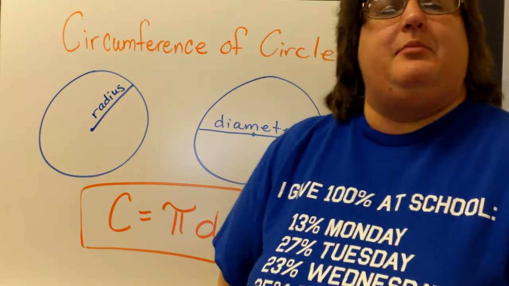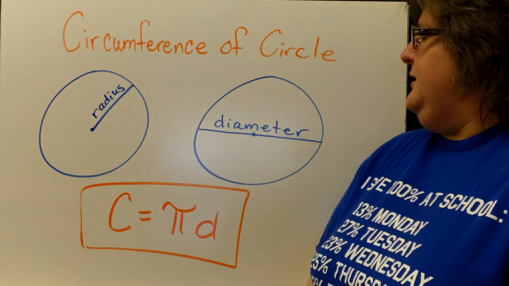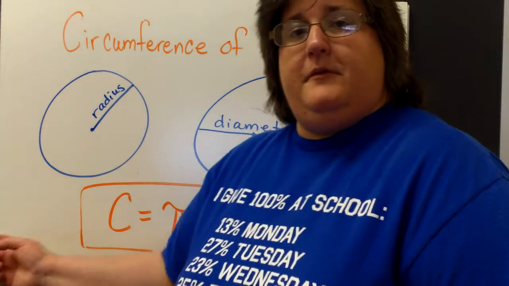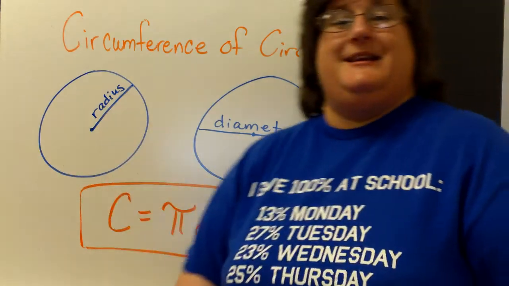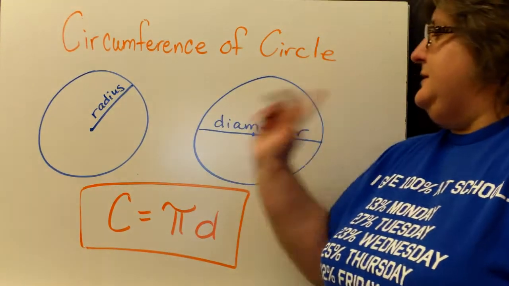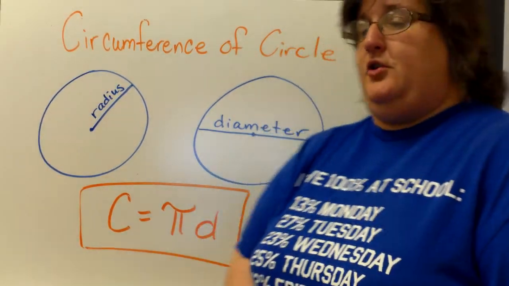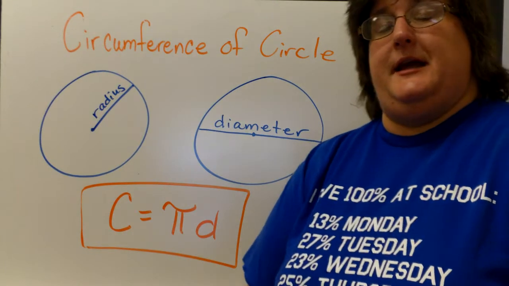They don't quite call it a perimeter when you're dealing with a circle. Big fancy name, circumference. Circumference of a circle. Remember, for a circle, there are a couple key words you need to know. Radius is the distance from the center on out, and the diameter is the distance all the way across that circle right through the center. Circumference is pi times the diameter.